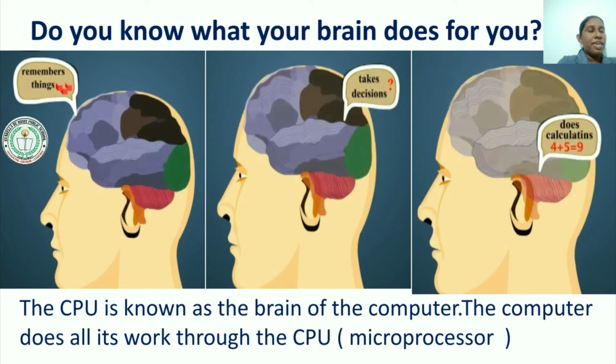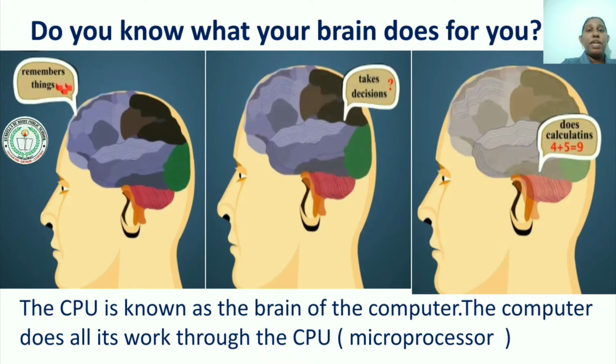All of you look at the picture. What is that? It's a human brain. Do you know what your brain does for you? It remembers things, takes decisions and also does calculations. Like this, the CPU is known as the brain of the computer. Which one is the brain of a computer? The CPU is the brain of a computer.